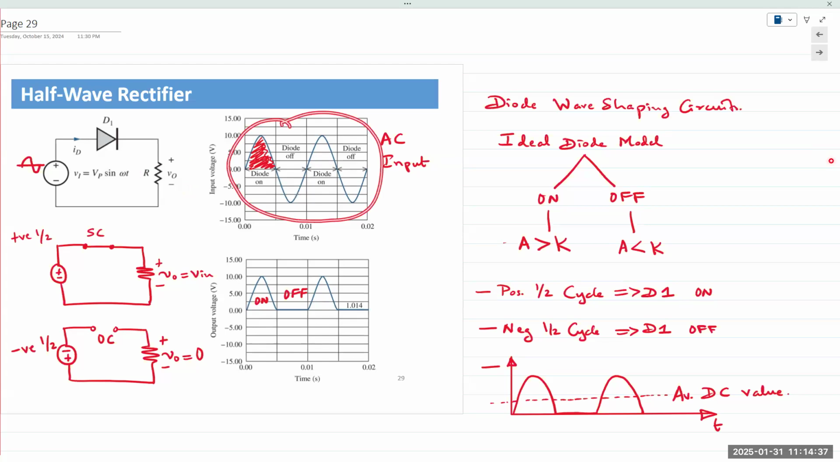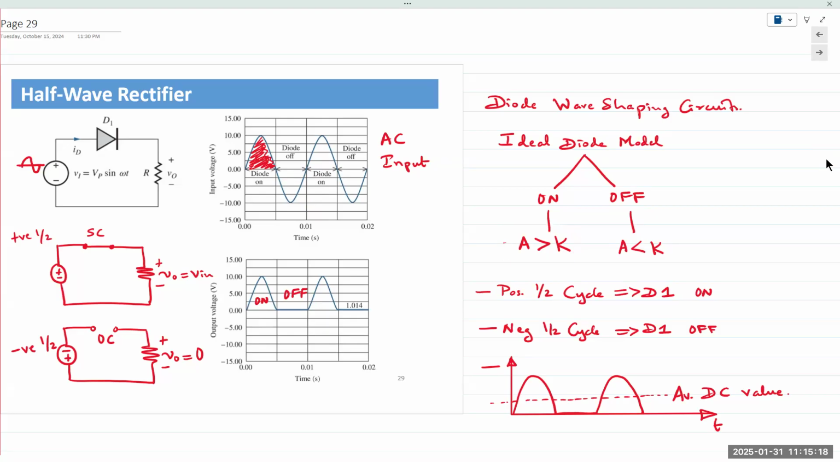The AC input signal is shown here. We can also model this as a positive supply in the positive half cycle and a negative supply in the negative half cycle, where the terminals will be flipped. That's what I show in the diagrams on the left. This is the positive half cycle right there, and this is the negative half cycle. In the positive half cycle, the sinusoidal waveform is going positive. That means the anode is at a higher level than the cathode, and when the anode is higher than the cathode, the diode turns on.